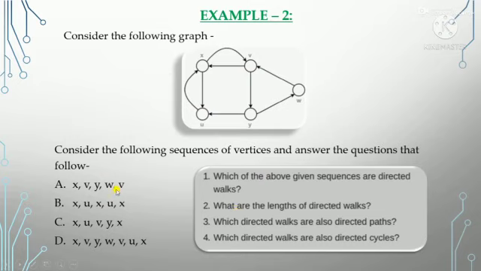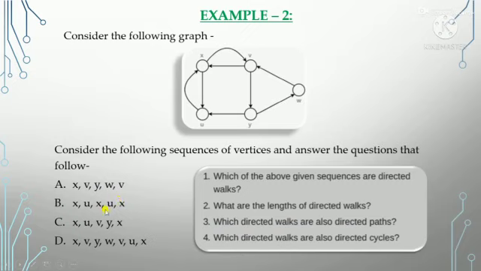So you can check how many edges are included in this walk. That will be the length of the walk. Third one, which directed walks are also directed paths. We just have to see which walk becomes a path, right? So which walk becomes a path?